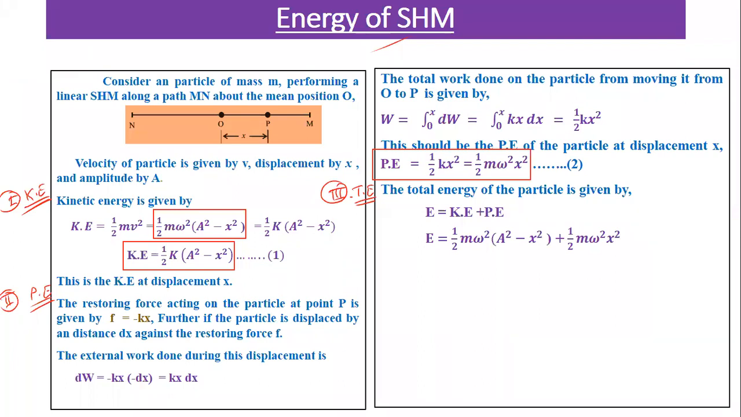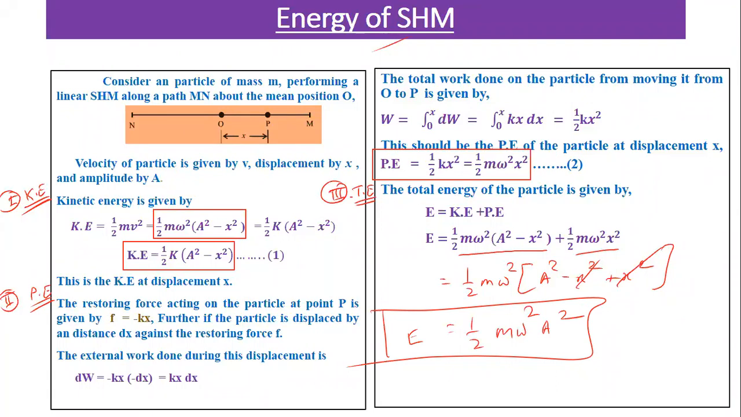So this is the kinetic energy, and this is potential energy. Now we have to take some common term here. What common can we take? m omega square we can take common. So in a bracket we get a square minus x square plus x square. This gets cancelled. So we get 1 by 2 m omega square a square, and this is the total energy. If you see the formula of the total energy and the formula of potential energy, in potential energy here it is x square, and in total energy it is a square. That you can remember.